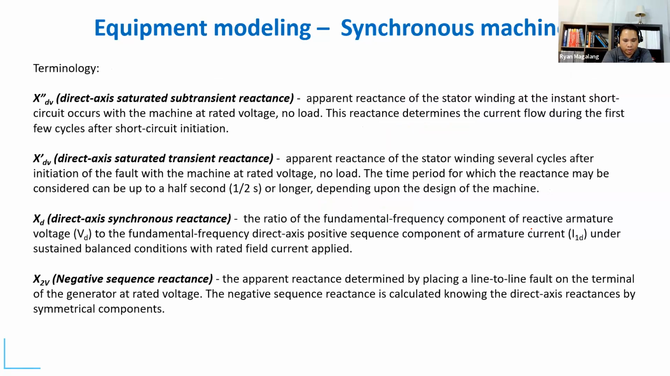Some terminologies here. X double prime is your direct axis subtransient reactance. These are IEEE terminologies. X prime d, and Xd is your kind of steady state. The only difference here is where do you apply this? This X double prime you would apply in the half cycle network.